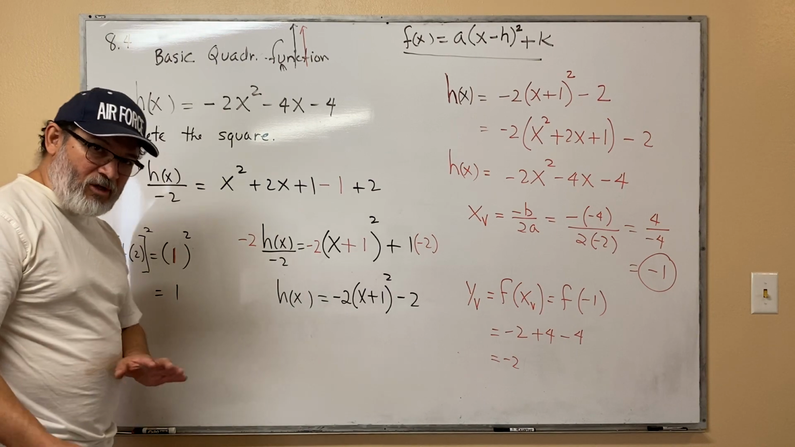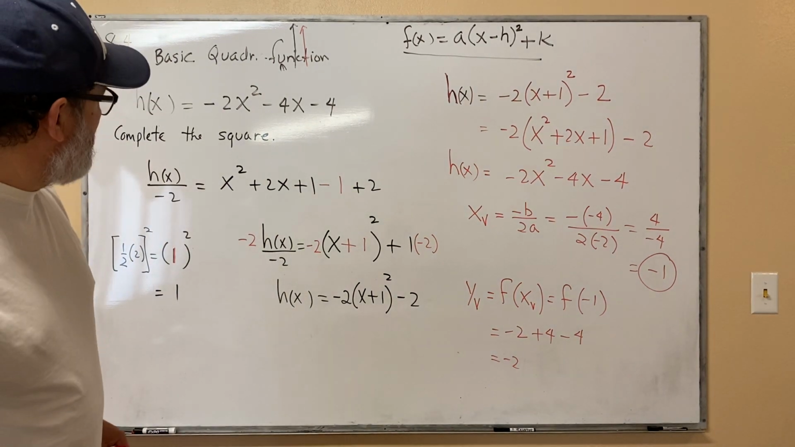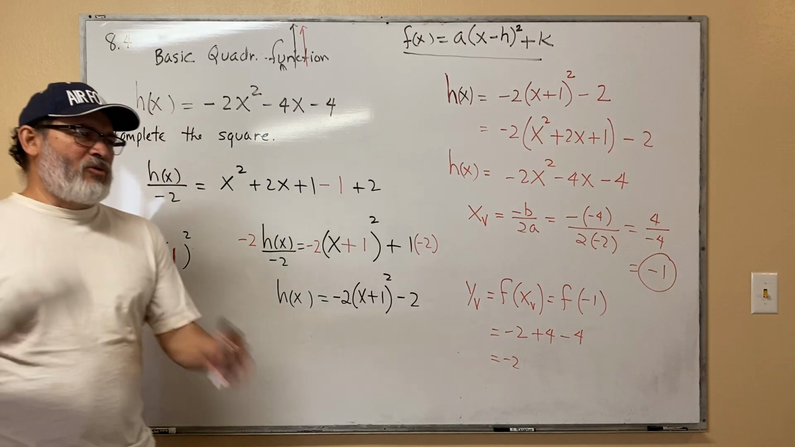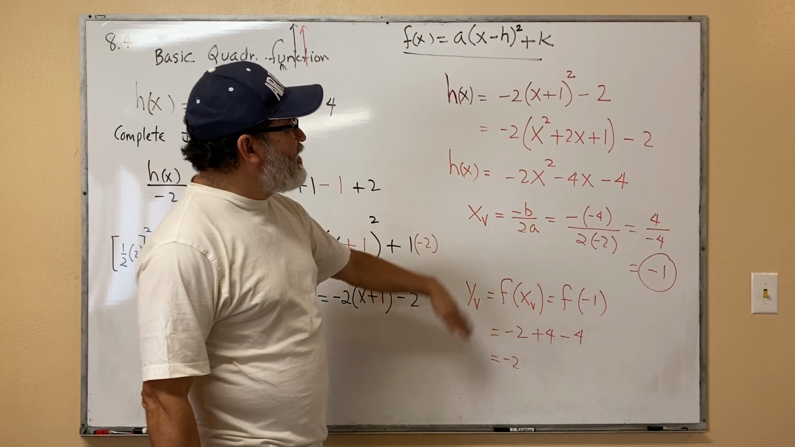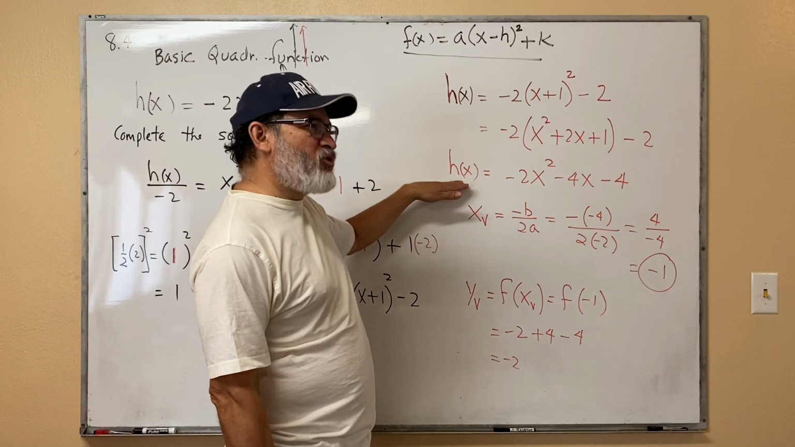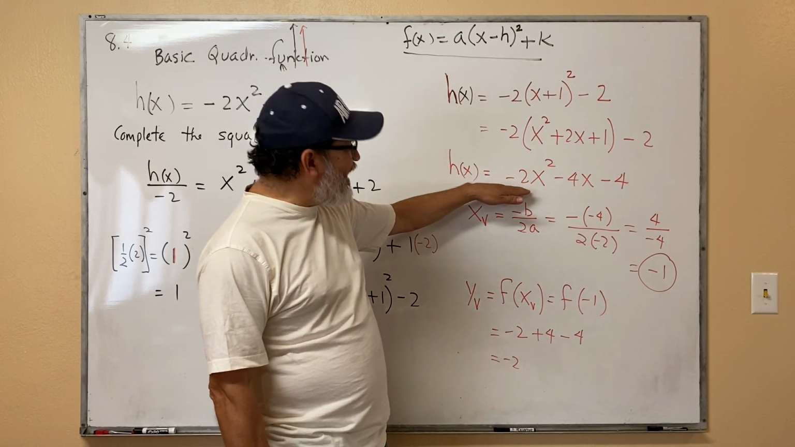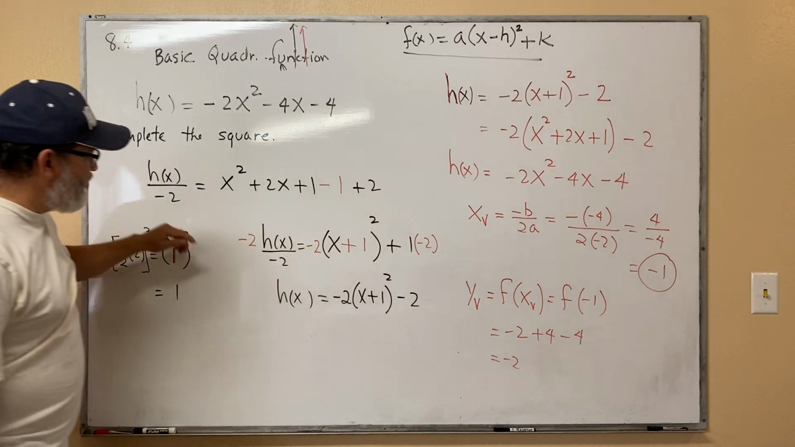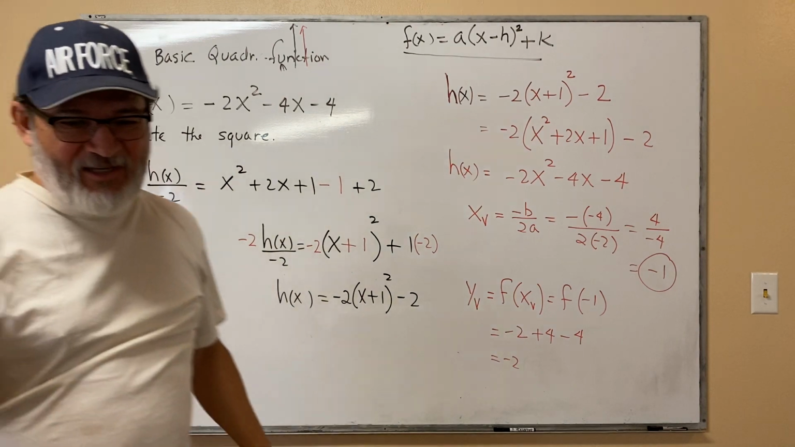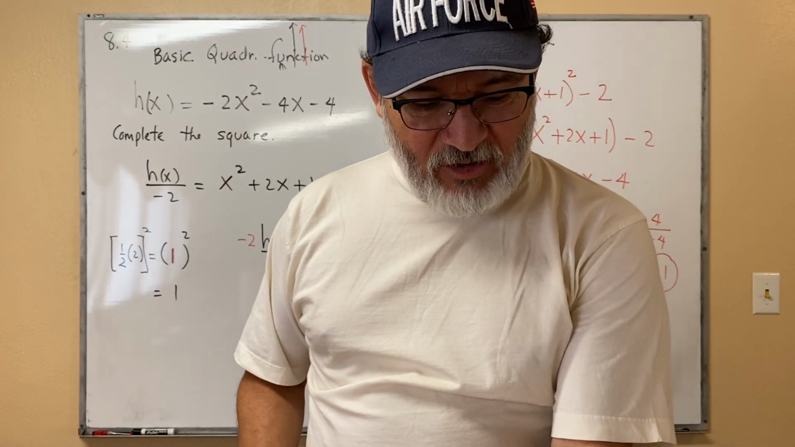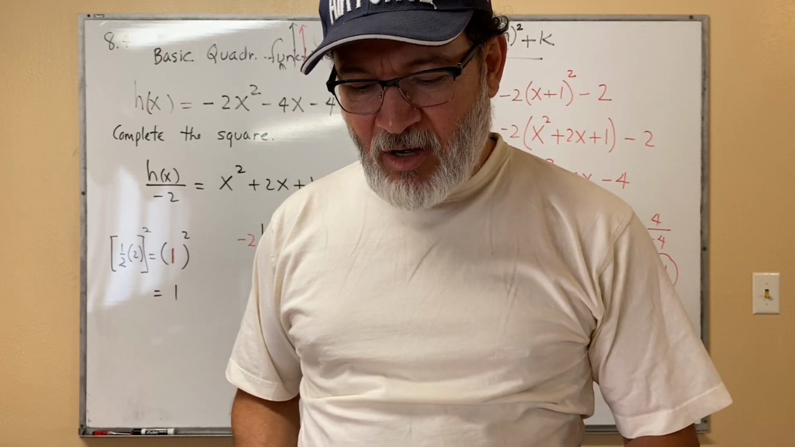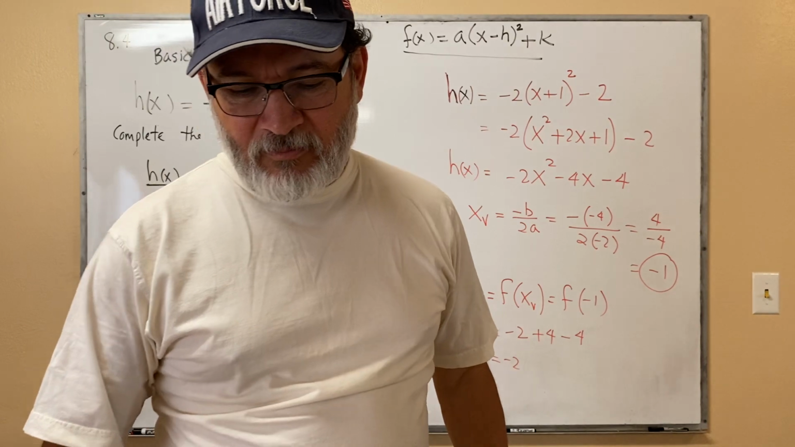Awesome. Want to do another one? Let's do another one. All right. So what are we doing? If I'm given the quadratic trinomial, a quadratic function in this form, I can express it in this form by completing the square. Okay. Let's do another one. Watch this one.